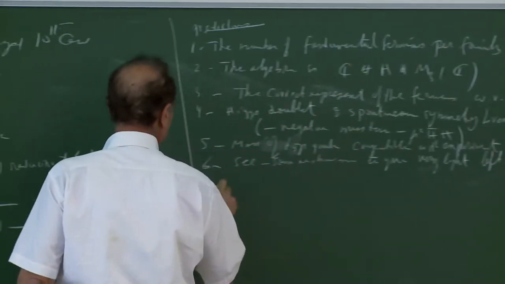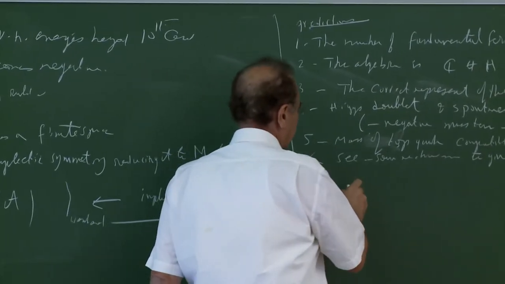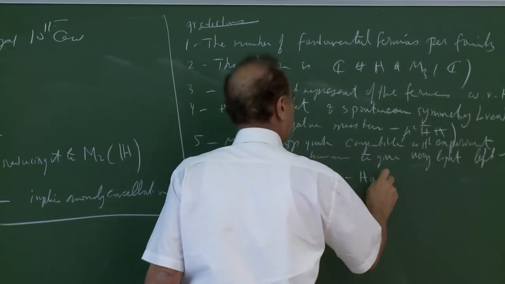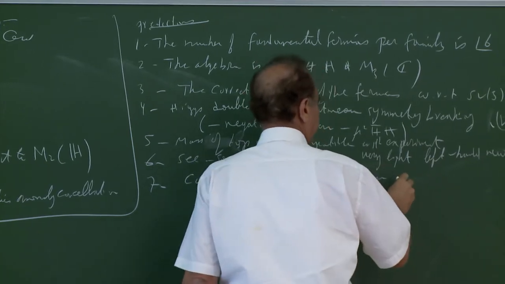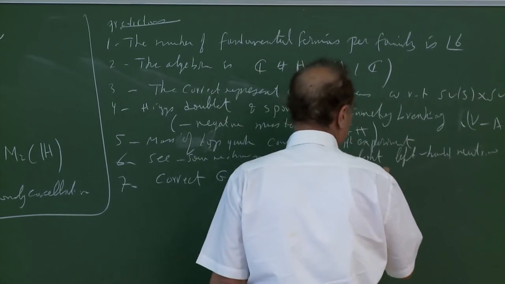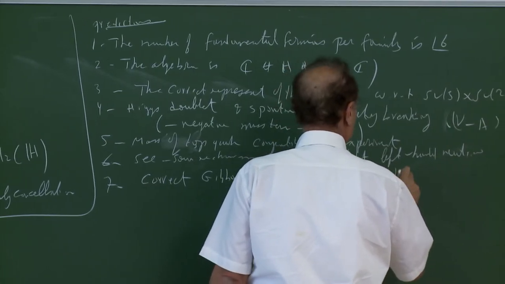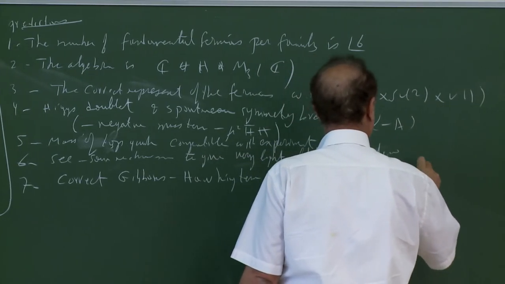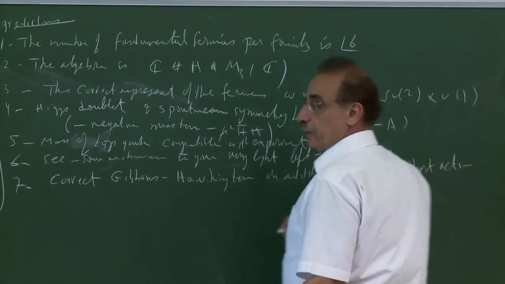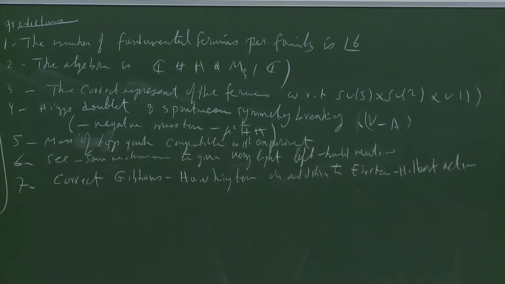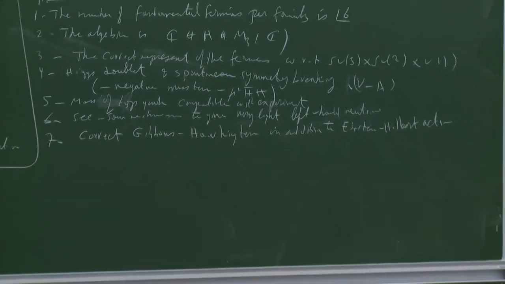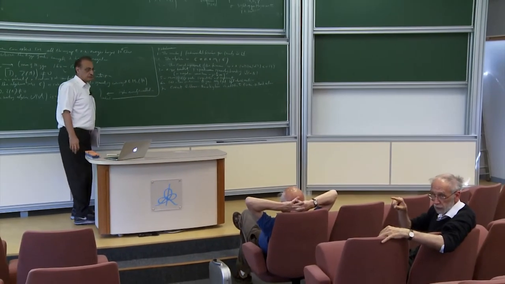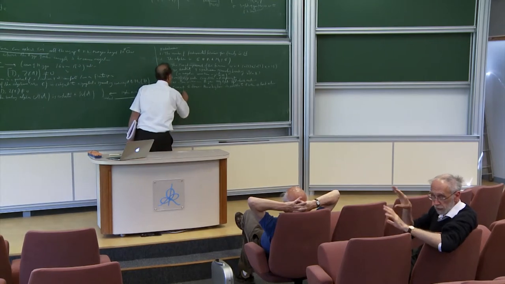And I will add something I mentioned last time at the end of the lecture, is that you get the correct Gibbons-Hawking term in addition to the Einstein-Hilbert action. I would add also one thing, which is that when people talk about the minimally coupled standard model with gravity, they take the sum of the two terms, but we do get a cross term, which is in fact also predicted by Feynman, which is the term RH squared. So it's not really the sum of the gravity plus the standard model.